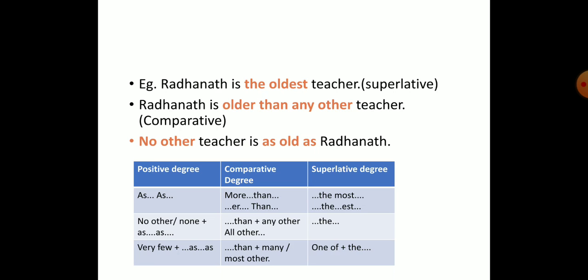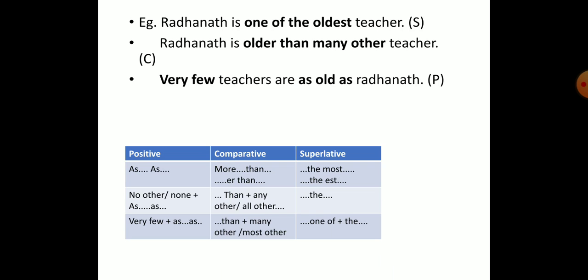This is type 1. Type 1 is very simple if it is in the positive. And how do I recognize positive? As... as. If in the positive you see no other or none, you change that sentence into comparative by using than, and after that any other or all other, and you make that same sentence superlative by using the only, the before the superlative. Now let's look at type 2.